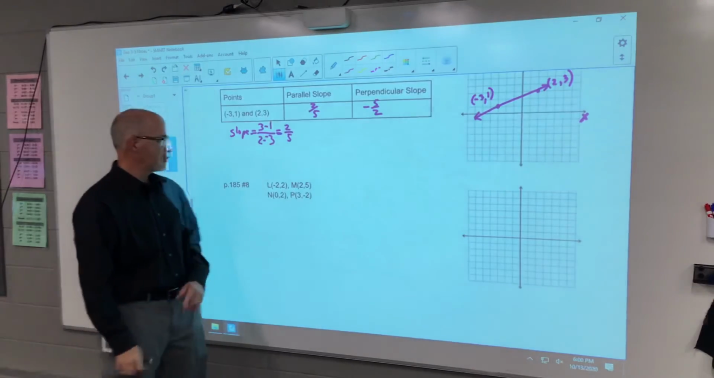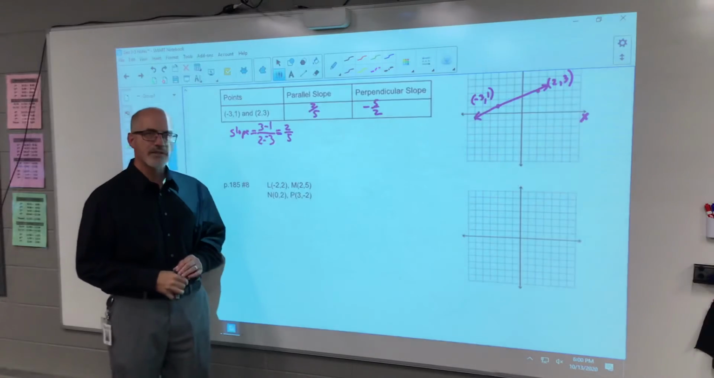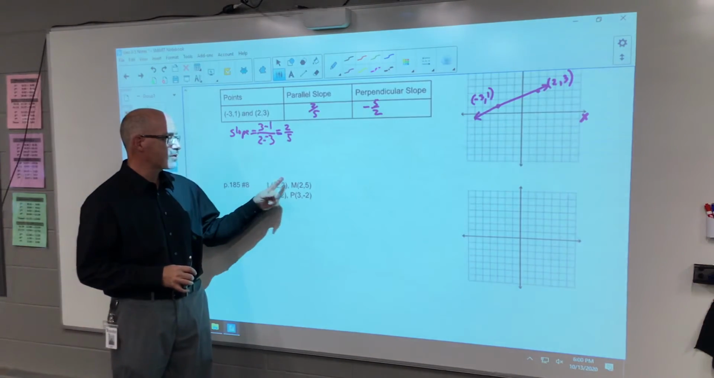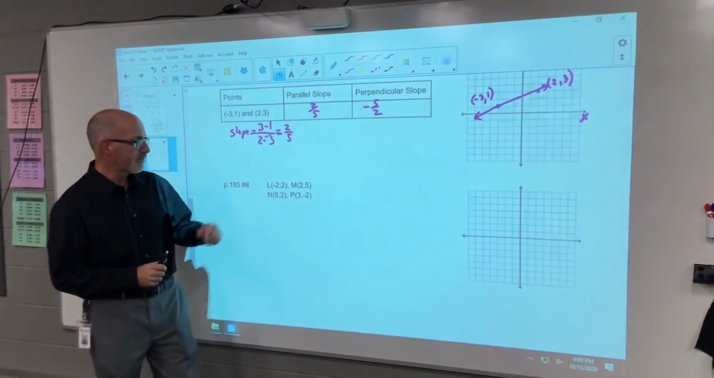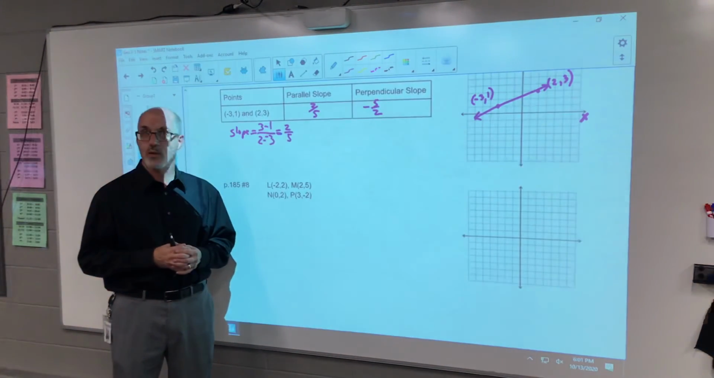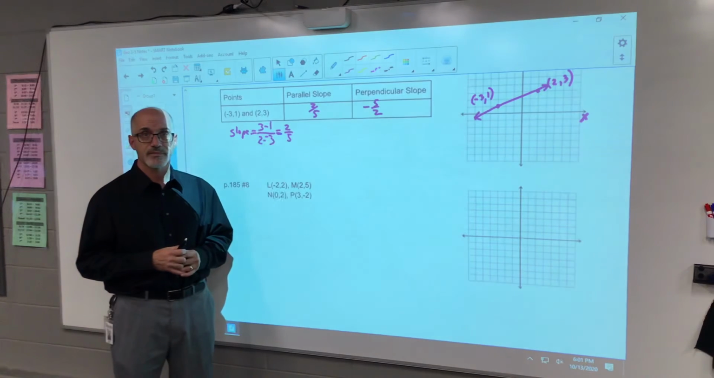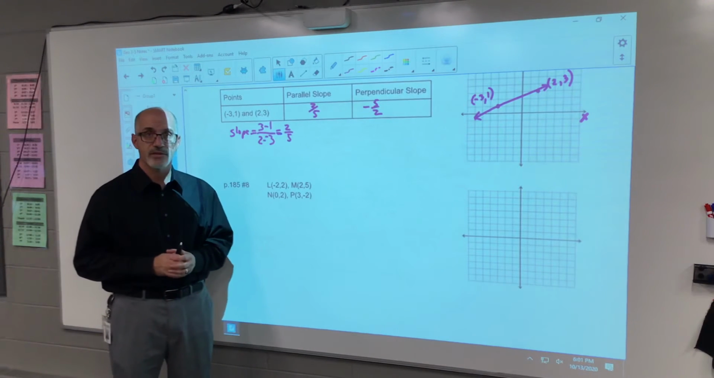This is page 185, number 8. I'd like you to go ahead and plot these points. And then I'd like you to find the slopes of each of the sides of it, so from one point to the other. So plot the points, connect them. It's going to be a quadrilateral, and then find the slopes of the sides. Do that, and then we'll come back and we'll do it together.